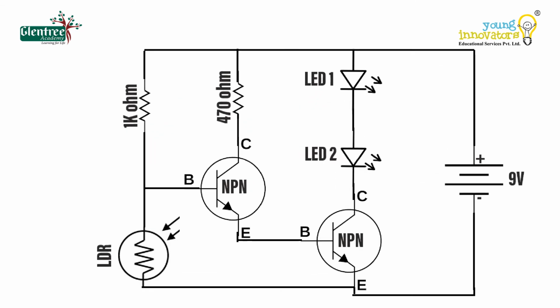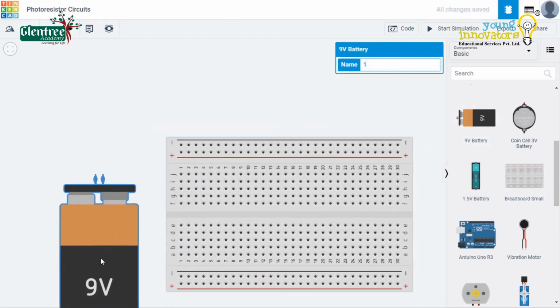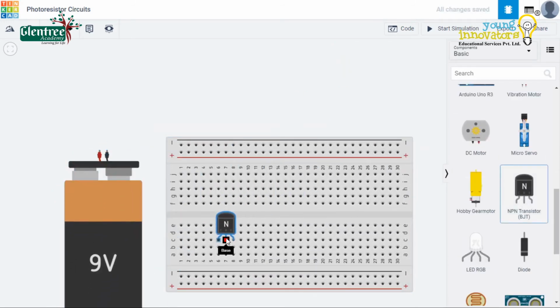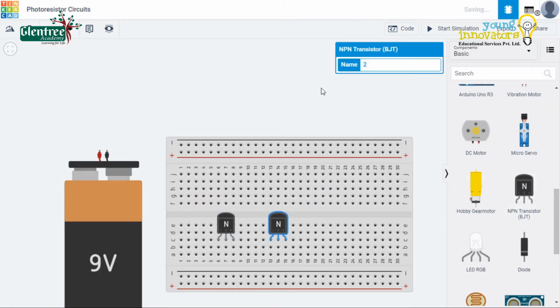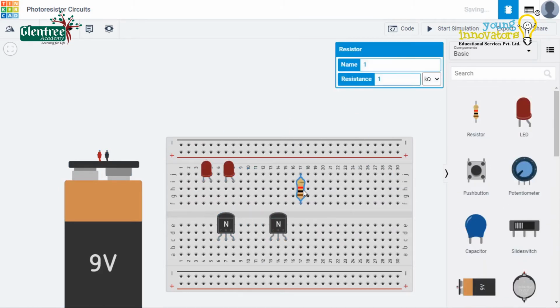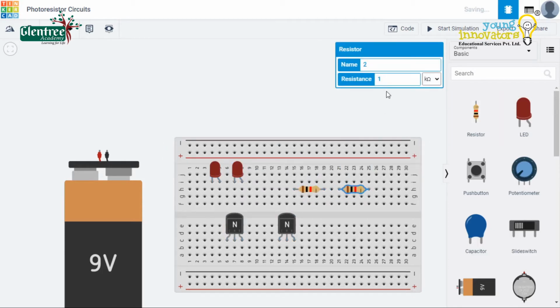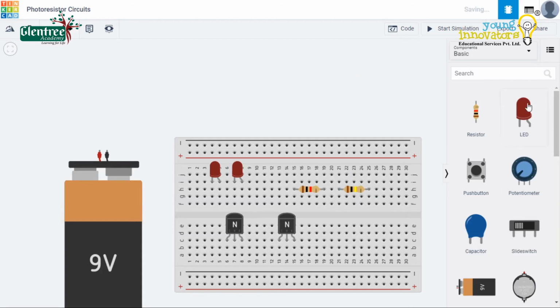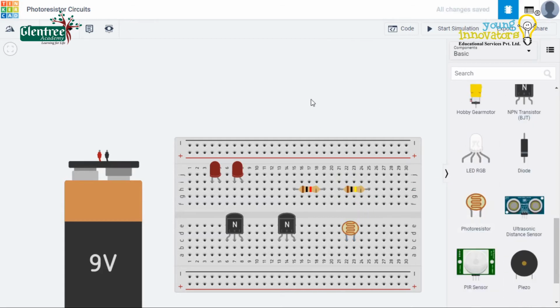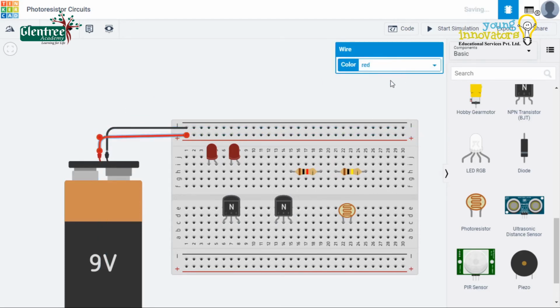Components needed are a breadboard, a battery, 2 NPN transistors, 2 LEDs, 2 resistors, and a photodiode. Here we are taking a 10 kilo ohm and a 1 kilo ohm resistor. Connect the battery to the breadboard. We will short the two power leads of the breadboard.